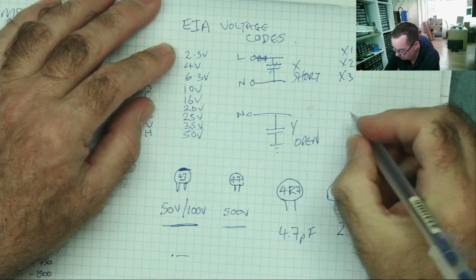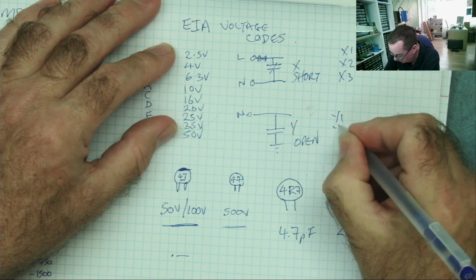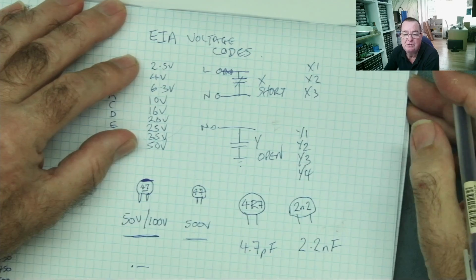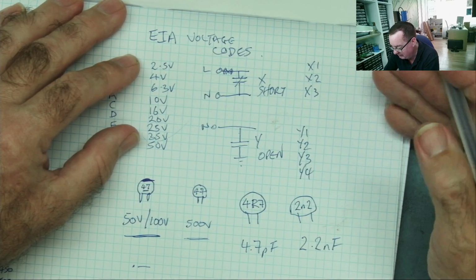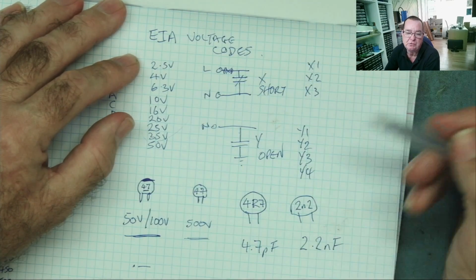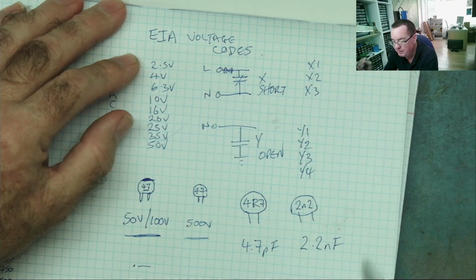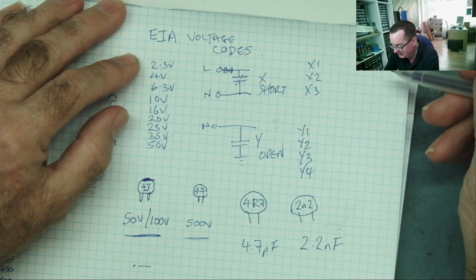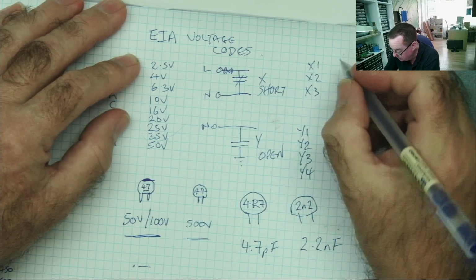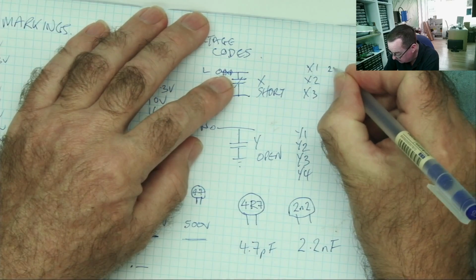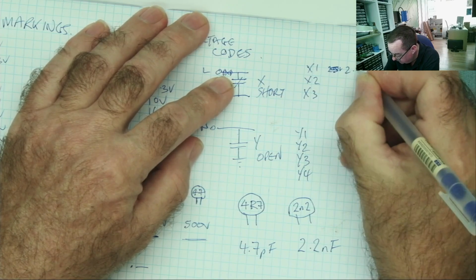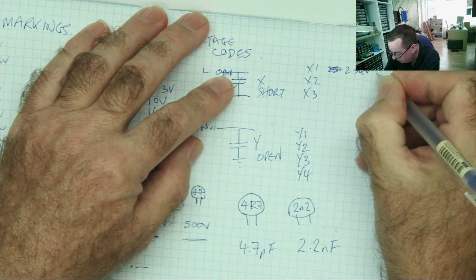And for that matter, we have Y1, Y2, Y3 and Y4. And these basically represent the peak pulse voltage, not the working voltage, but the peak pulse voltage if there's noise or spikes that the capacitor can handle. So an X1 will handle between 2.5 kV up to 4 kV.